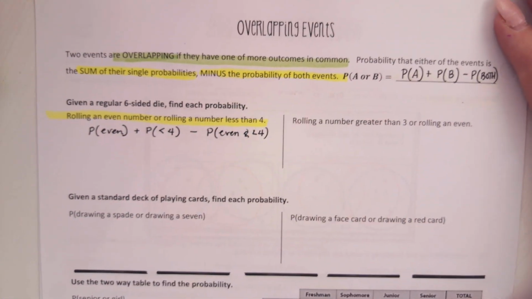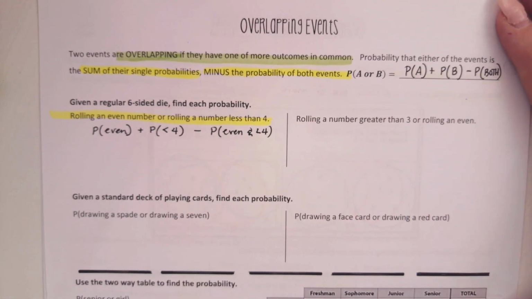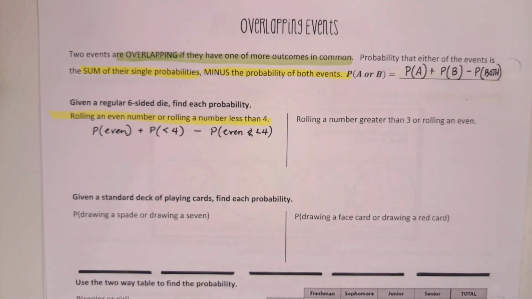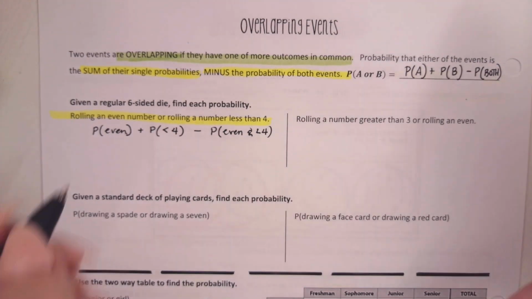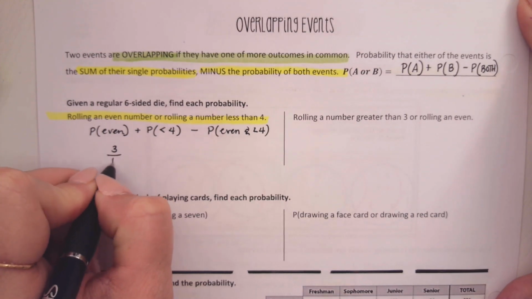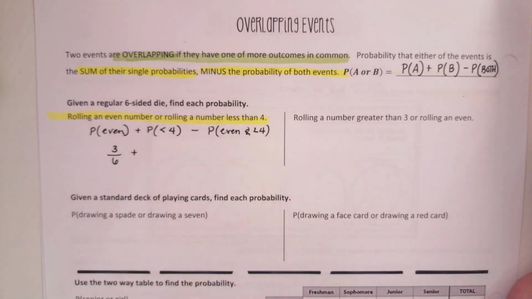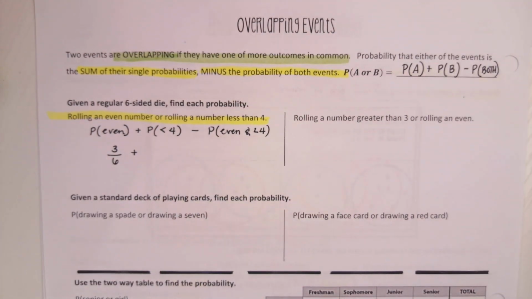Alright, let's start with even. How many even numbers are on a die? 3. There's 3. 2, 4, 6. Yes, so 3 out of 6. Plus, how many numbers are less than 4? 3 out of 6, 1, 2, 3. Very good.